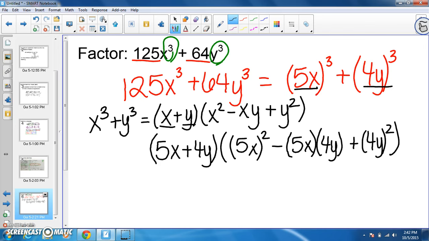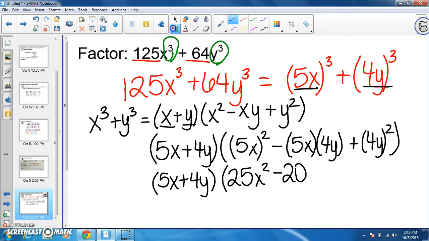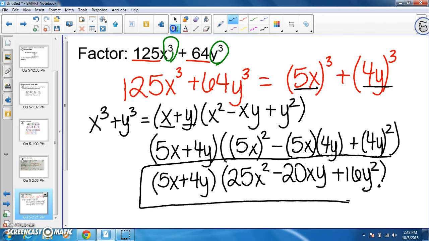We're going to simplify this expression so that we have 5x plus 4y times 25x squared, since 5x squared gives us 25x squared. Negative 5x times 4y will be minus 20xy. And 4y squared is plus 16y squared. So we then factored this polynomial by using our sum of cubes identity. That's it.